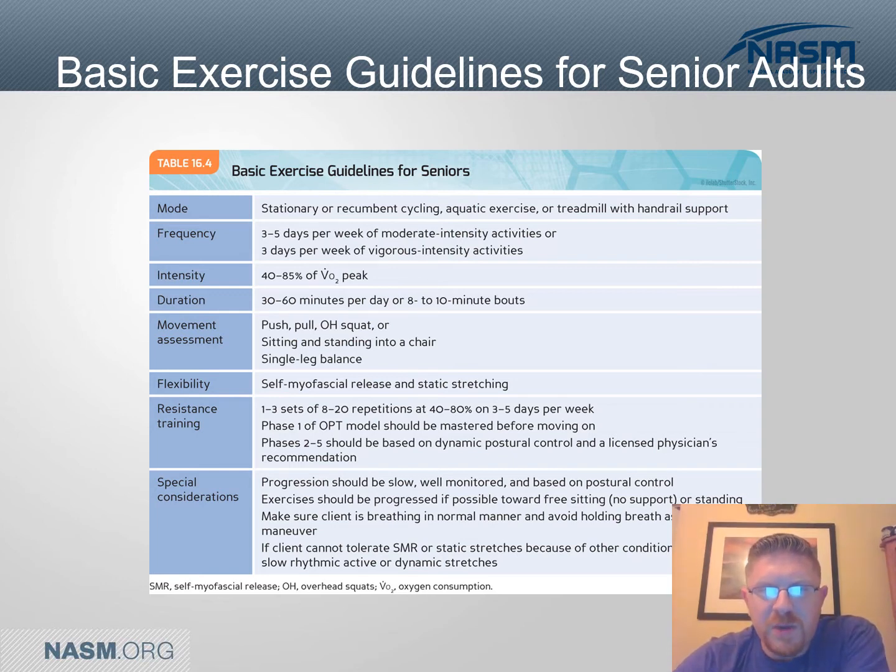3 to 5 days a week, 3 days per week of vigorous intensity activities. That's the same as for regular adults. Phase 1 of the OPT model, and then phases 2 through 5 is really based on how capable they are and how much a doctor has cleared them for. Progressions should be slow, well monitored based on postural control. Exercise should be progressed if possible towards free sitting, so no support, or standing.